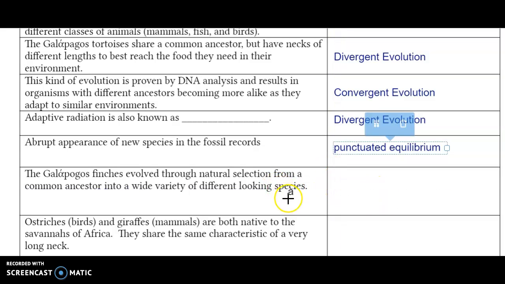The Galapagos Finches evolved through natural selection from a common ancestor into a wide variety of different-looking species. They're different. From one to different, that would be divergent evolution.